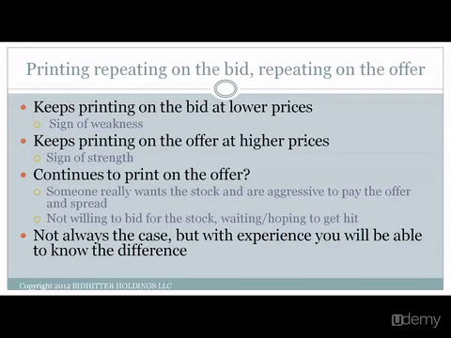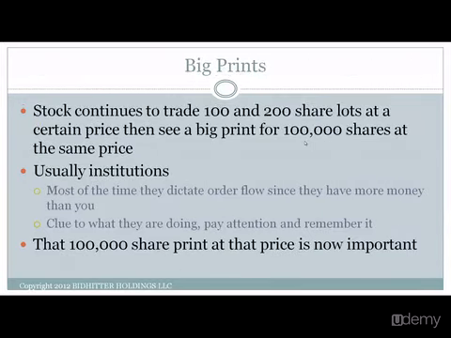If it continues to print on the offer, that means someone really wants the stock and is aggressively paying the offer and the spread. They're not willing to bid for the stock, waiting and hoping that it'll get hit. That's not always the case, but with experience and more time tape reading, you'll know the difference. So just to recap: if it continues to print on the bid at lower prices, it's a sign of weakness. If it continues to print on the offer at higher prices, that's a sign of strength. That's tape reading 101.